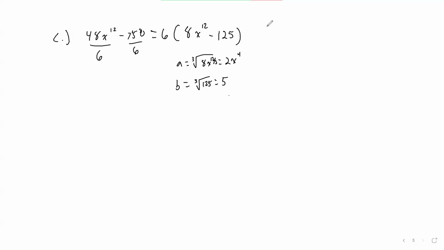And so then I come over here, that's going to be 6. And then plugging into the formula, this would be 2x to the fourth minus 5, close the parentheses, and then it becomes a squared, so that's going to be 4x to the 8th, because you would apply the square to the 4 as well, plus a times b, so that's going to be 10x to the 4th, plus b squared, which is 25. Right, and then that's pretty much it of 13.4.